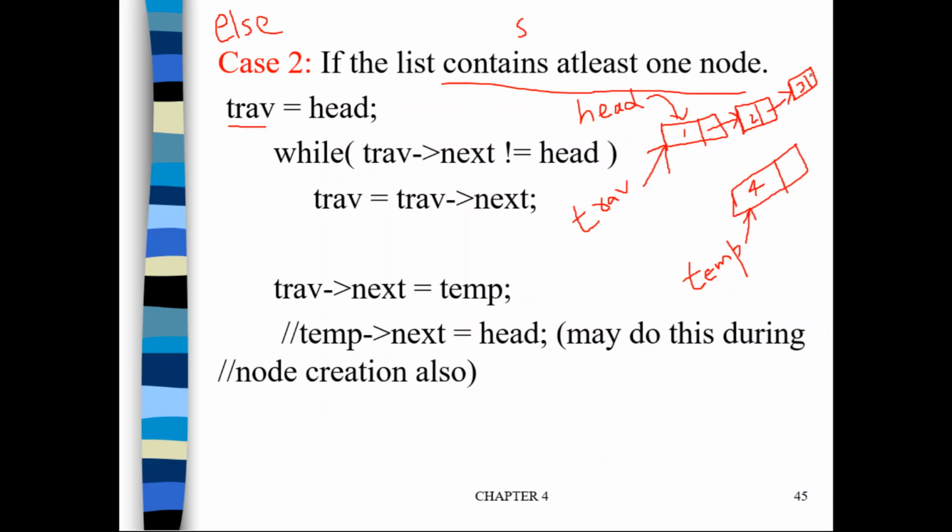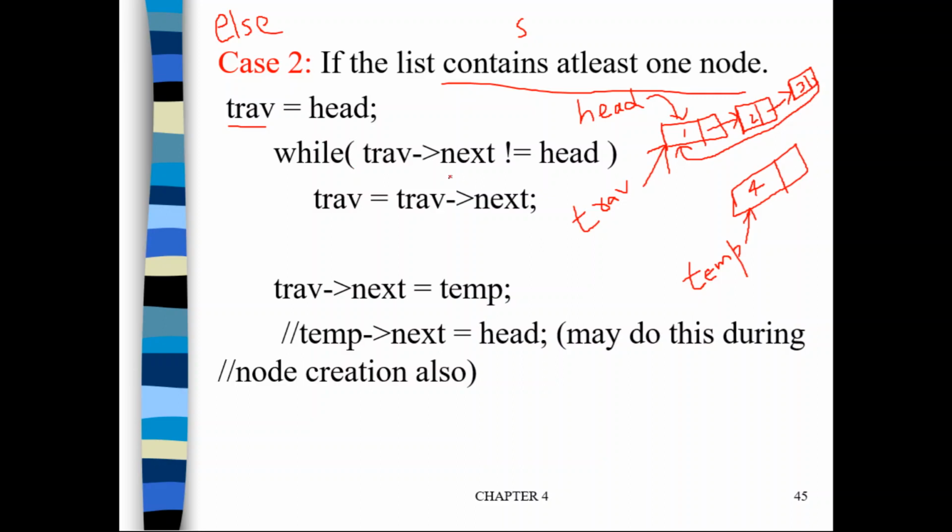Now the new node should be added after the last node. Currently this last node is pointing to the first node because it's a circular linked list. So what should we do now? We should first move to the last node. So what we do is, while traverse arrow next not equal to head.